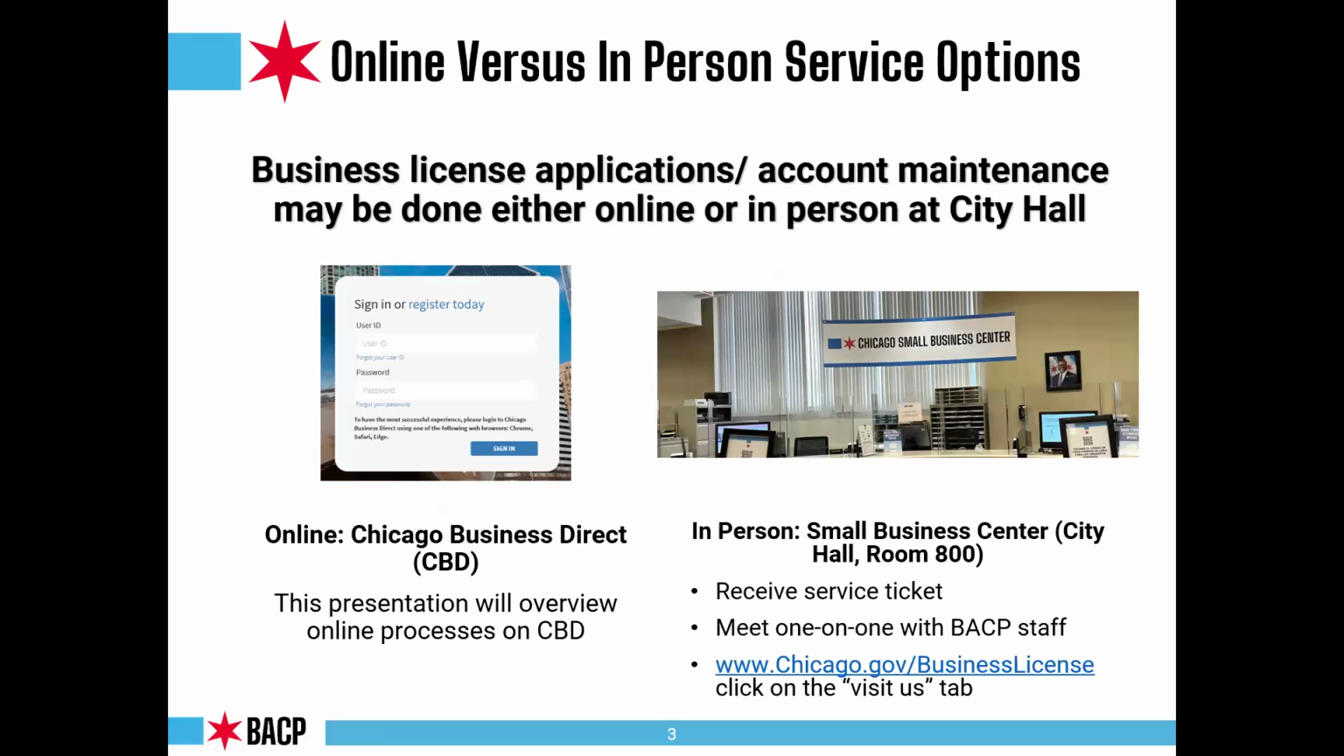Business license applications can be applied for online or in person. Online, it is at Chicago Business Direct, which is www.chicago.gov/businessdirect. And then in person is in room 800 of City Hall. That is the Small Business Center. If you come to the Small Business Center to apply, you will get a ticket to meet with a business consultant, and then a business consultant will work with you one-on-one in order to get the licensing that you need.